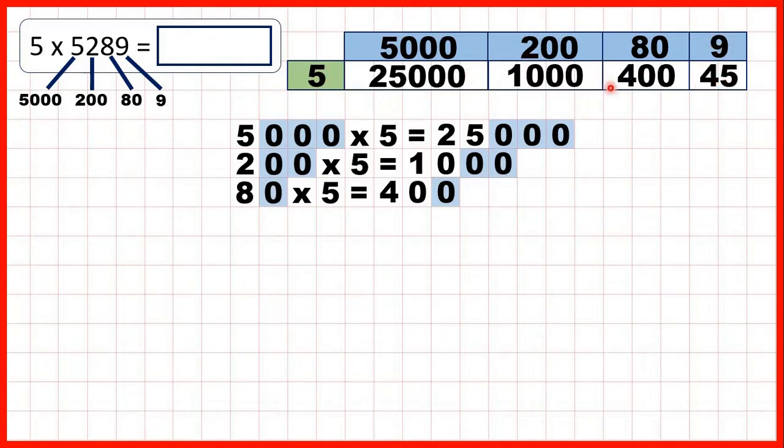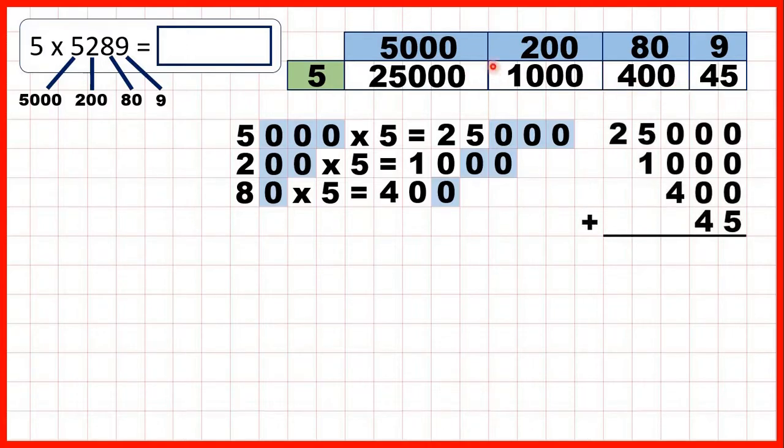So now that we've filled out our grid, all we need to do is add up the numbers that are on the grid. And when we do that, we get our answer, 26,445.